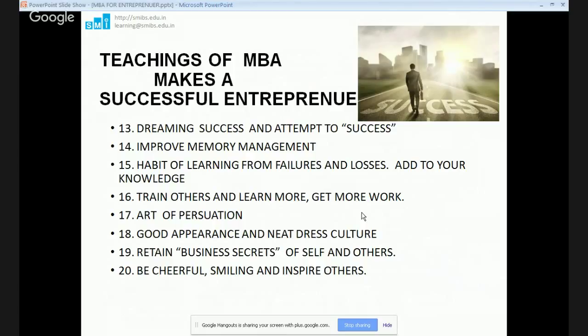Add to your knowledge. See, knowledge means it may be plus or minus, good or bad. Everything is knowledge by itself, but you choose what is right, what is to be done rightly. Now train others and learn more, get more. But learning from anyone is not shyness. It shows courage.